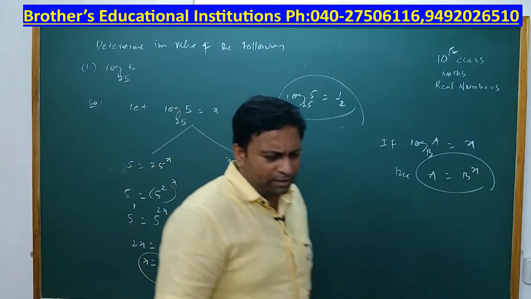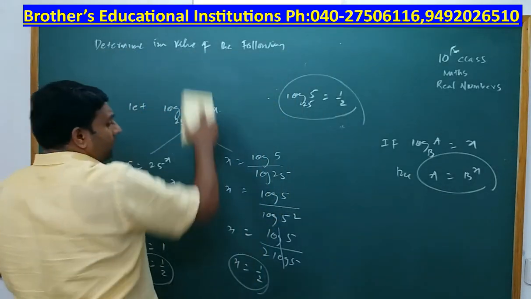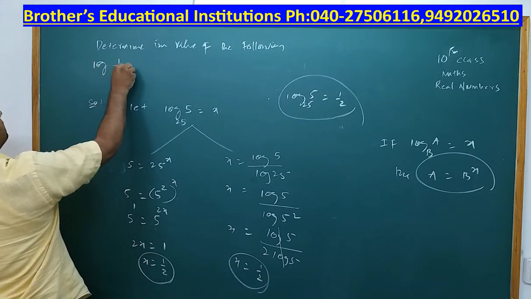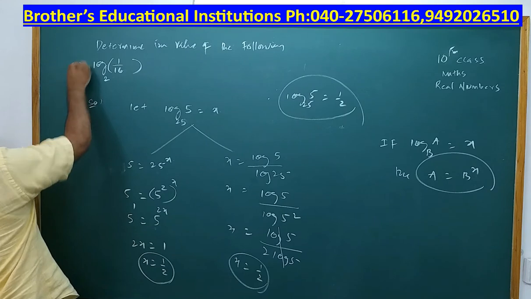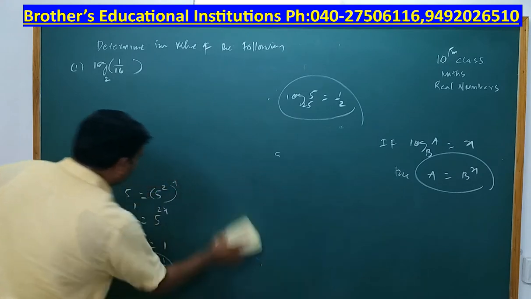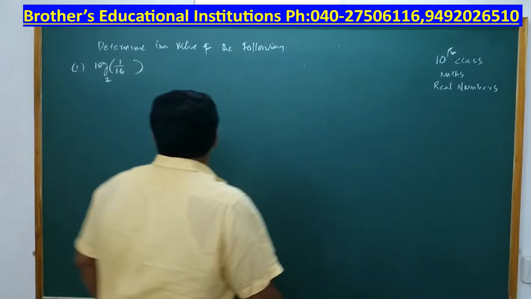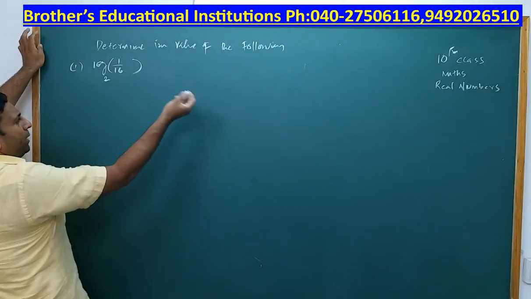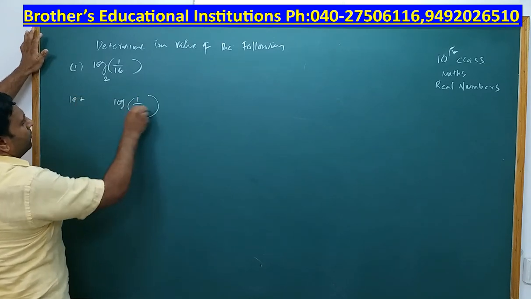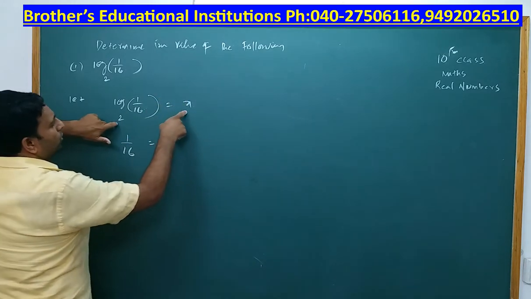Let me take one more numerical in front of you so that you can understand the concept better. Evaluate log 1 by 16 to the base 2. You have to find the value of log 1 by 16 to the base 2. Now how do you do this problem? See here, two methods. Let log 1 by 16 to the base 2 is equal to x. So what will happen? 1 by 16 is equal to 2 to the power of x.